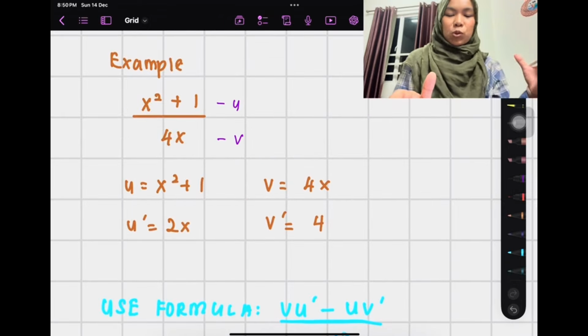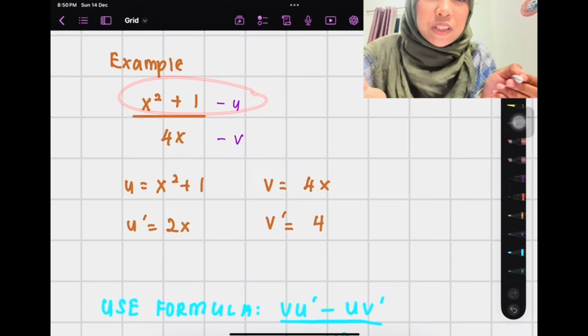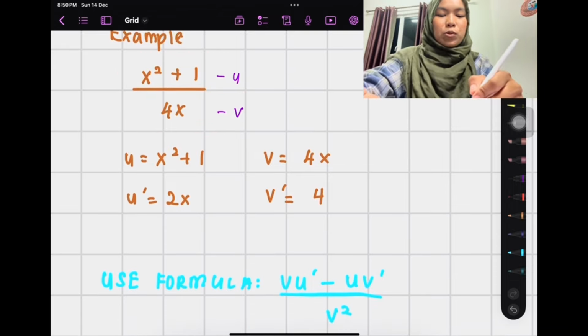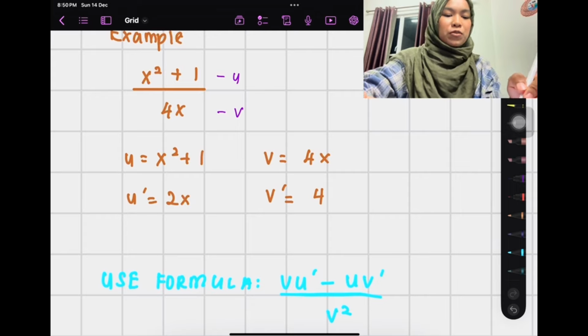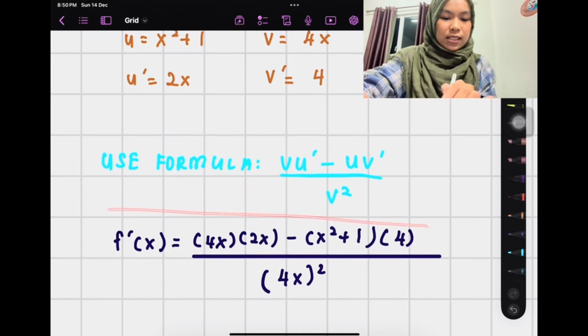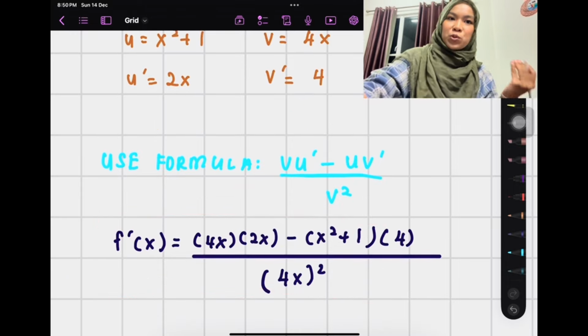This is an example for the quotient rule, and this one is going to be u and this one is going to be v. So u prime will be 2x and v prime is going to be 4. We use this formula and put this into the formula. It will look like this, and simplify and you get the answer.